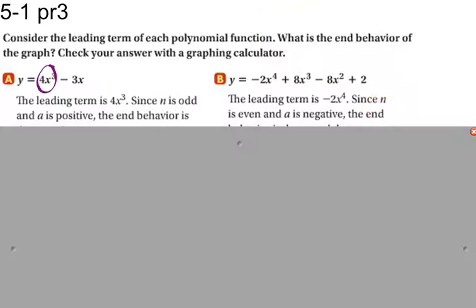So my a is positive and my n is odd. So that means I've got this, and it's flipping because it's odd. It's going to flip the leftmost side, so it's going to go down and up.